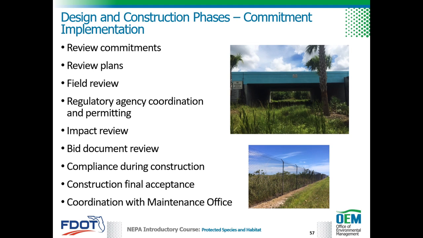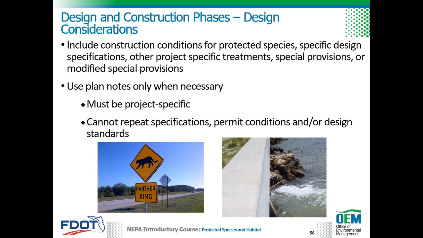Additional minimization actions can be conducted during the project design phase. Project commitments may include construction conditions for protected species, specific design specifications, for example, the construction of wildlife crossings or wildlife crossing features that can minimize take, or other project-specific treatments such as exclusionary fencing or non-standard curb heights. In some cases, special provisions or modified special provisions may need to be considered. Plan notes are only used when absolutely necessary and must be project-specific and cannot repeat specifications, permit conditions, and or design standards.